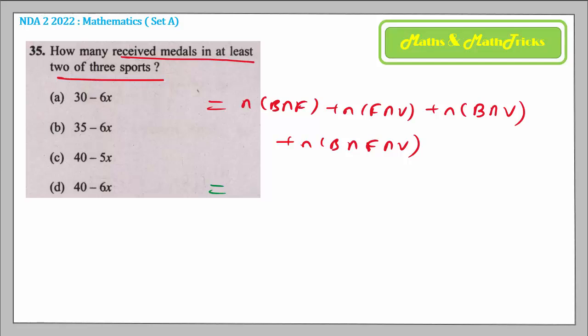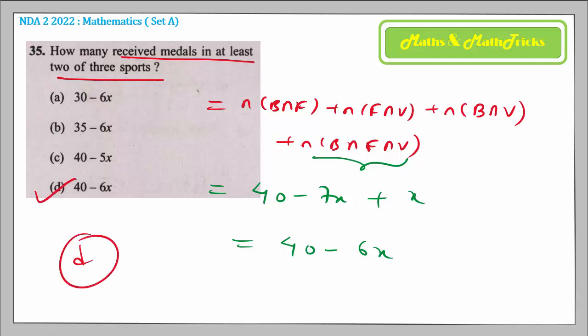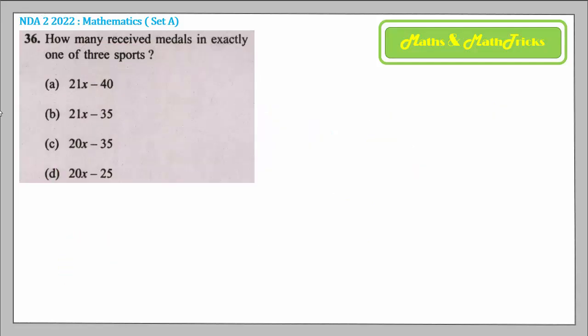So for this, we already got the answer previously. Let us substitute 40 minus 7x plus this value, which is already known in the question. So this is simply becoming 40 minus 6x. Correct answer. So hence the answer is option number D. Is that all clear? Coming on to the next question, 36.